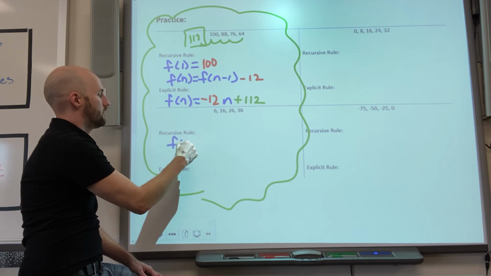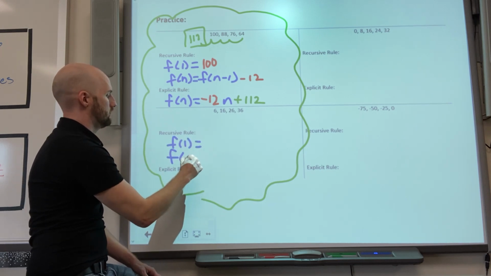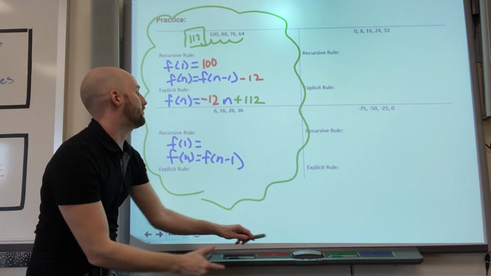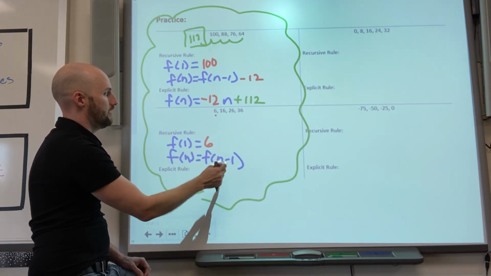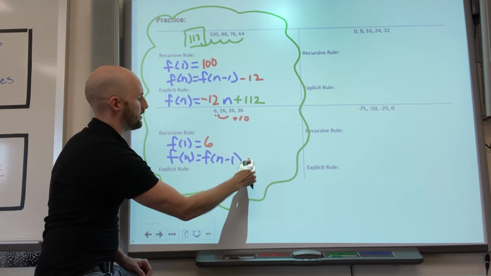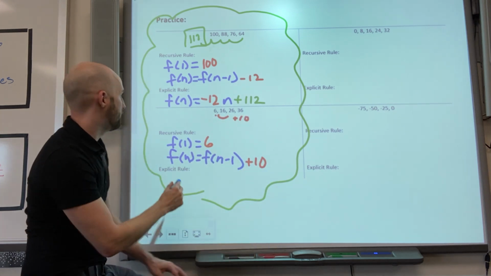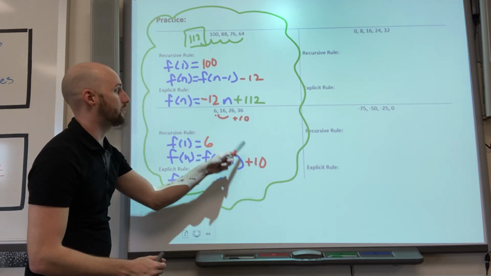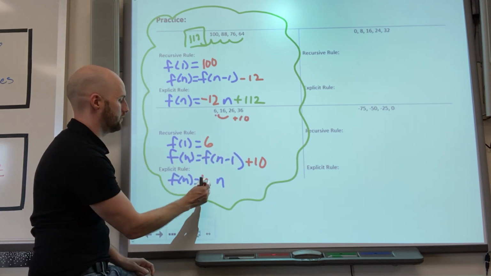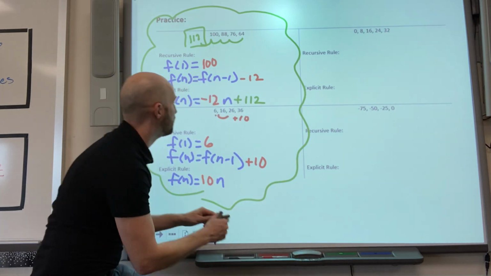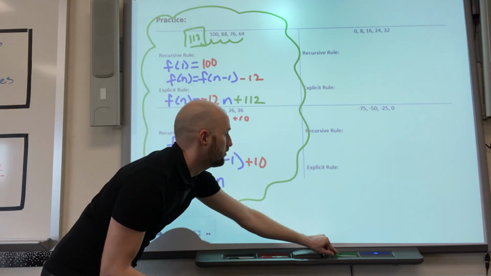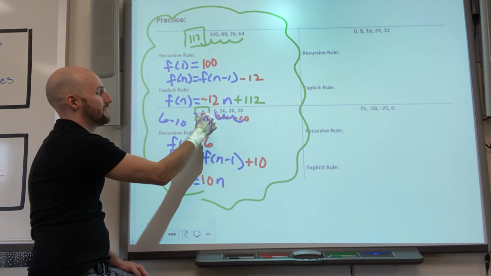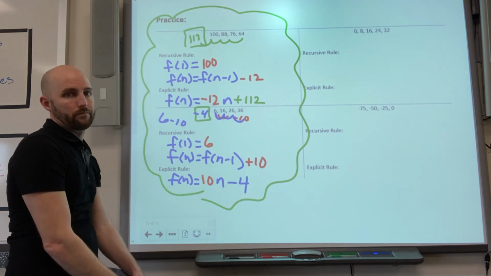Here, recursive. The first number is 6. The pattern is plus 10. For explicit, the pattern is plus 10, plus 10, plus 10. And the zero number, minus 10, minus 10, minus 10. 6 minus 10 is negative 4.